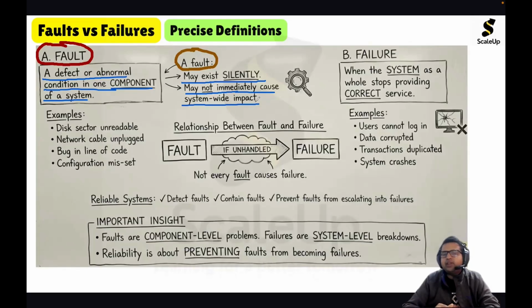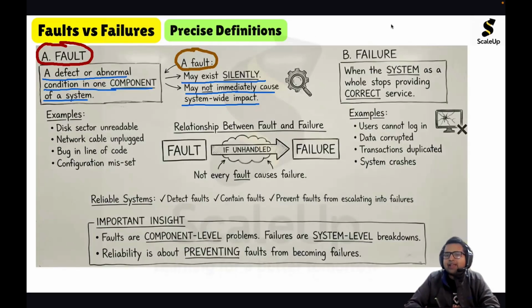A fault is any defect or abnormal condition in a component of a system, rather than the system as a whole. And one harsh reality about a fault is that it may exist silently. Its impact might not be system wide, and hence we are unaware of its existence.